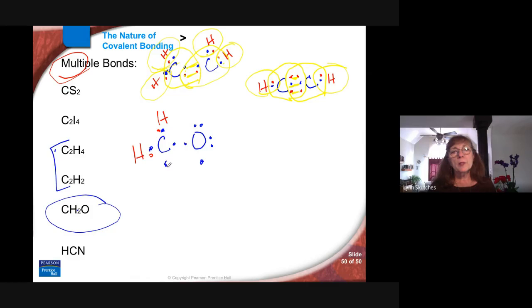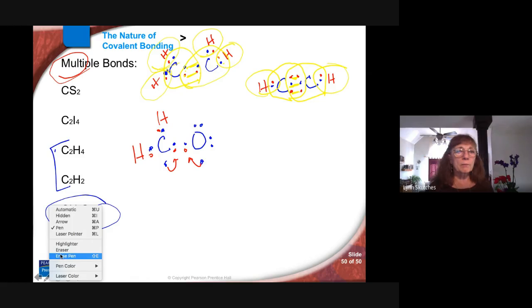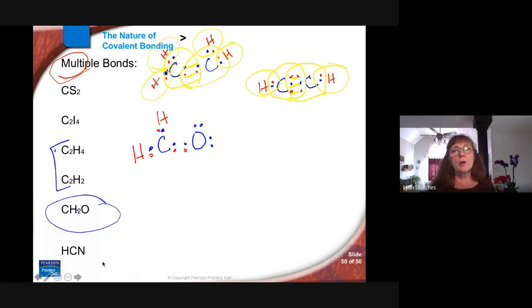So now carbon's up to 1, 2, 3, 4, 5, 6, 7, as well as oxygen, but that's not what they want. They want 8. So hopefully you saw those unpaired electrons, and they're going to migrate as well and create a double bond. And again, that gives each atom, except for hydrogen, their octet.